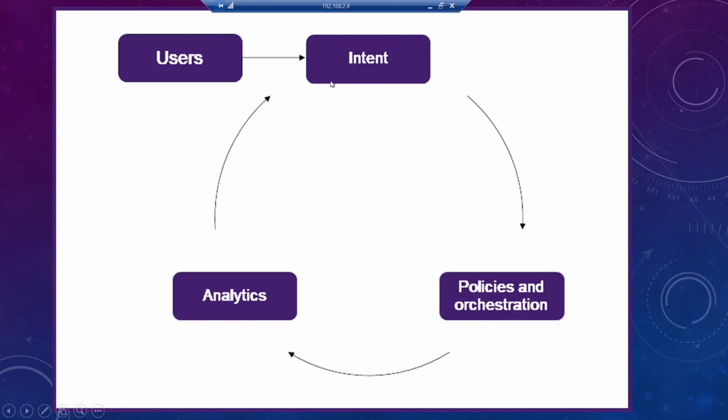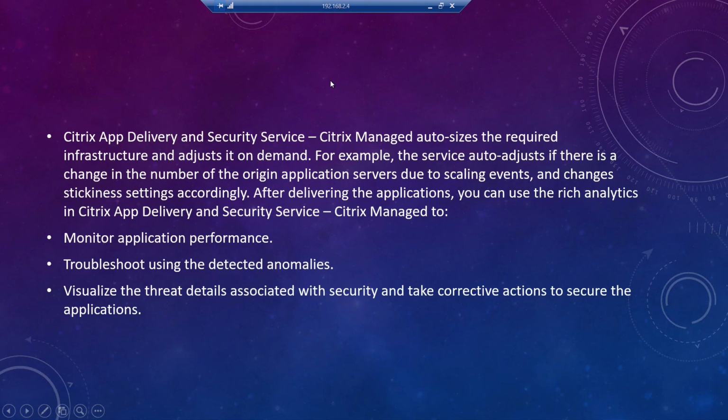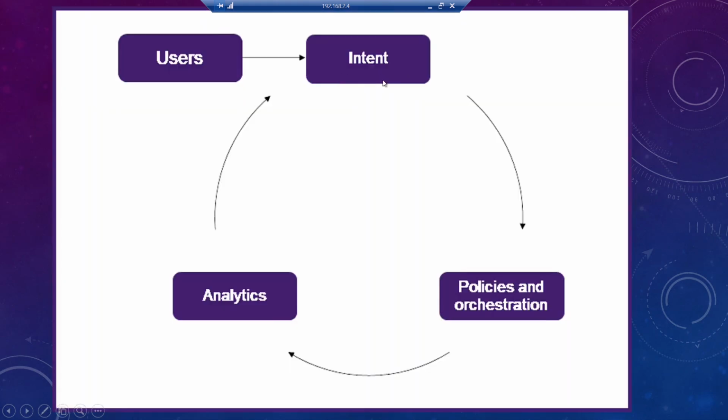In order to use this particular service, you need to first put out the intent. An intent could be something like you want to deploy an application where users can connect without any issues, and it should have only, let's say, 150 milliseconds latency. That is your intent. Once you put out that intent, the Citrix Application Delivery and Security Service is going to deploy that application in various locations, and it will closely look for the location which is giving 150 milliseconds latency.